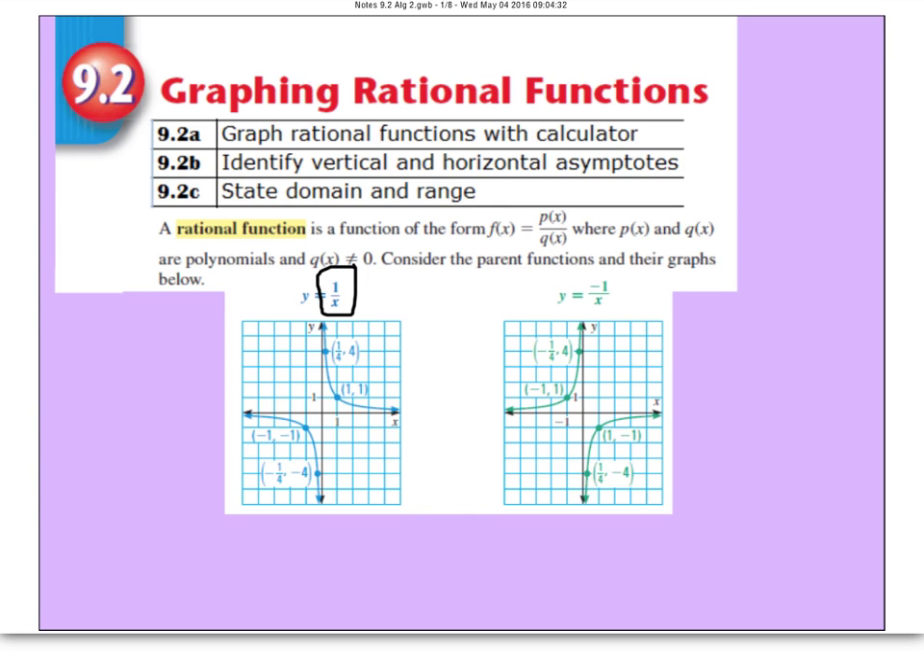So this blue graph right here at the left is y equals 1 over x. And you can hopefully see there's this horizontal line the graph gets really close to but doesn't cross. That's called a horizontal asymptote. There's also a vertical asymptote. It's a line that's vertical that the graph gets really close to but never crosses. And that's right here. That's the vertical asymptote. So we'll work on defining those as equations.